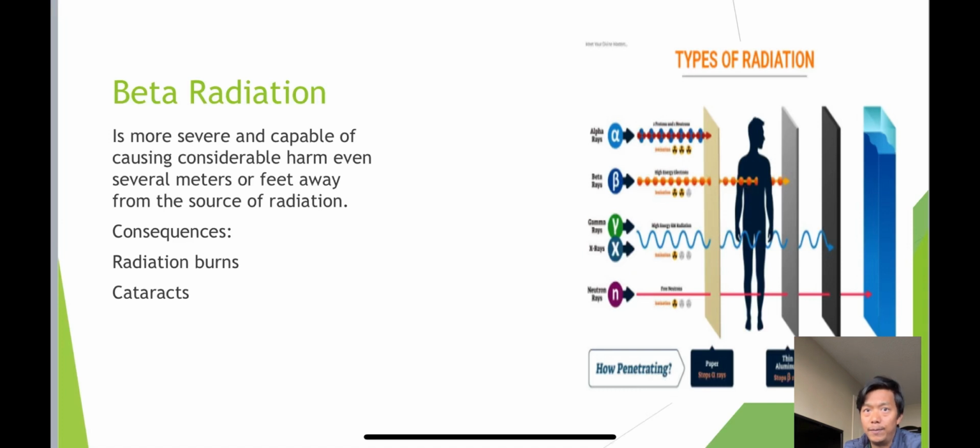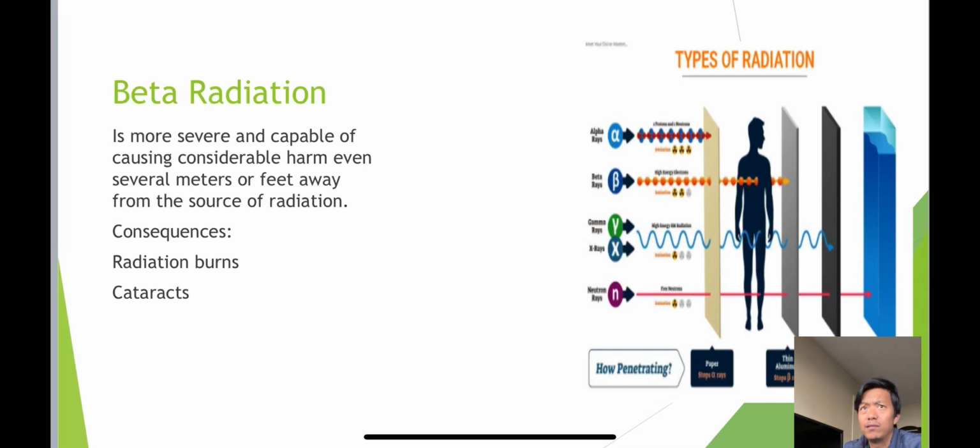So beta radiation is more severely harmful than alpha radiation, and it depends upon how far you are staying. The consequences of beta radiation are radiation burns and cataracts. We have seen in different articles that it might cause radiation burns and cataracts.